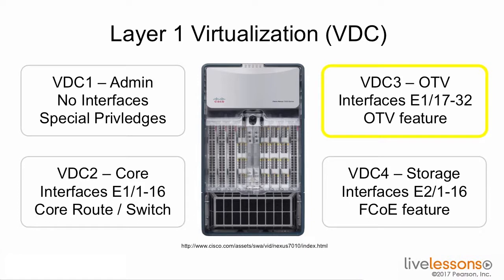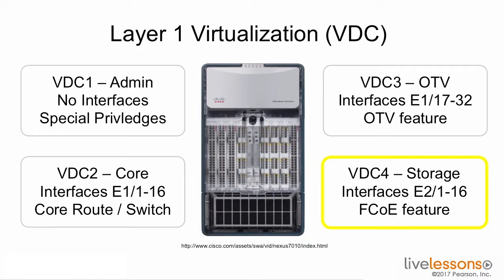In this example, we're also using another VDC for OTV. In that VDC, we have interfaces Ethernet Module 1, 17 through 32. Because this is an OTV VDC, we're going to assume those interfaces are M-card interfaces or F3 interfaces, because those are the modules that support the OTV functionality.